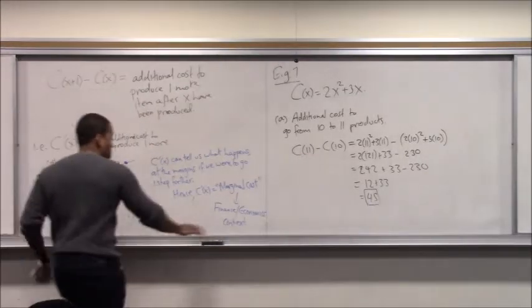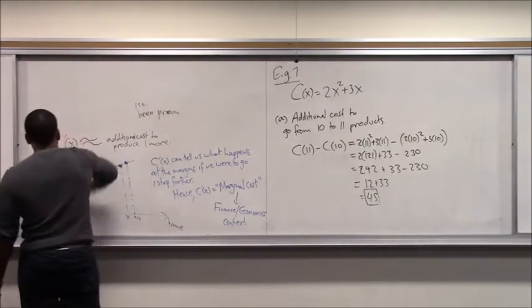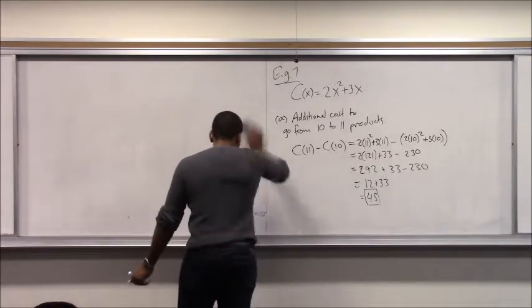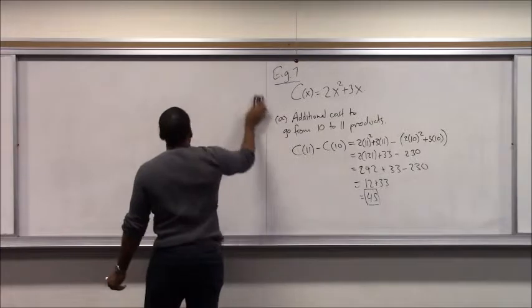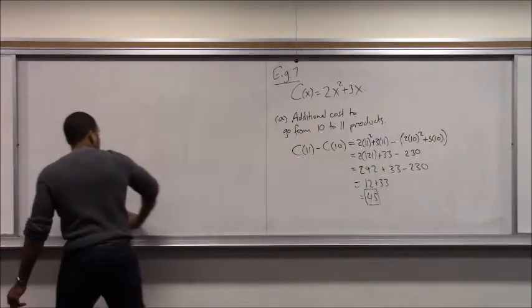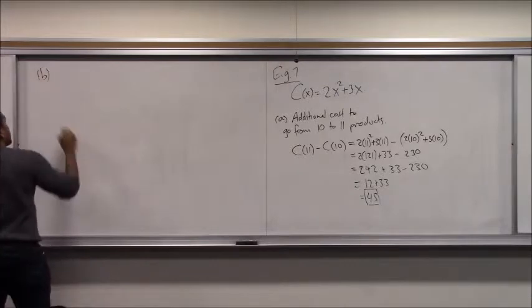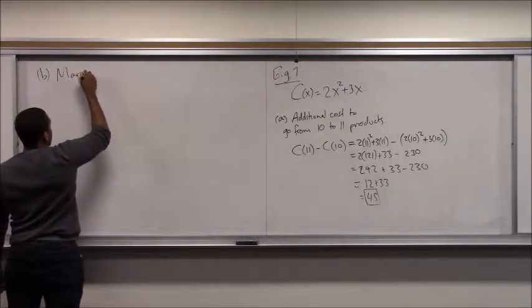Now, in part B, it says, compute the marginal cost at 10. Now, I mean, 10 units is nothing, right? So the approximation here isn't going to be that great, but it should just be illustrative of how something like this would work. And so part B says, find the marginal cost at 10.